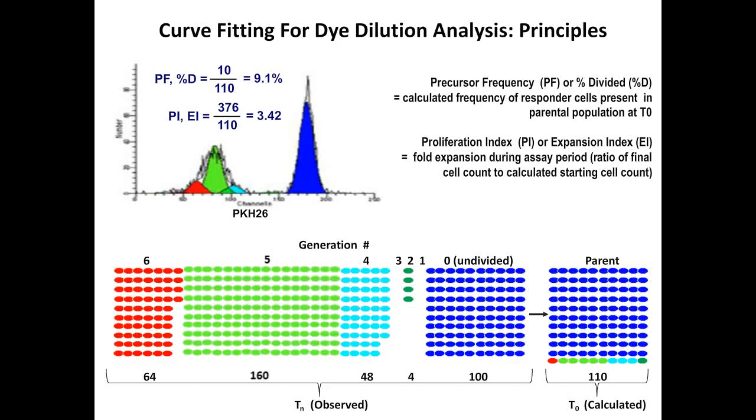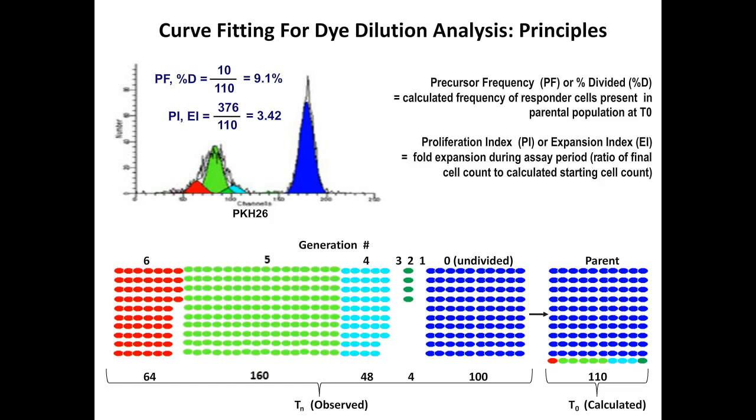The reason that's of value is because of what I would refer to as my jelly bean slides. This is best illustrated here, where we can actually begin to calculate what is known as the precursor frequency or the proliferation index. With the precursor frequency, this is essentially the number of cells in the parental generation, the number of cells in the original starting culture that went on to divide.